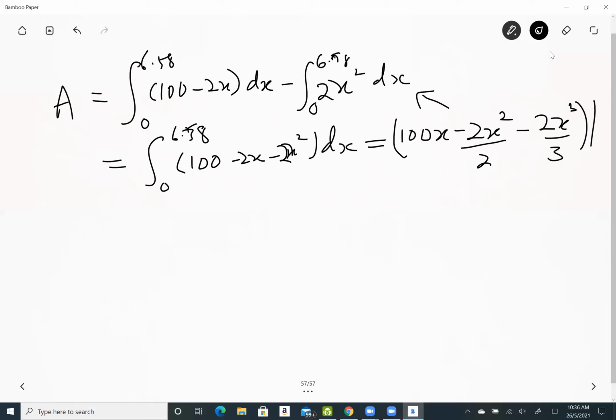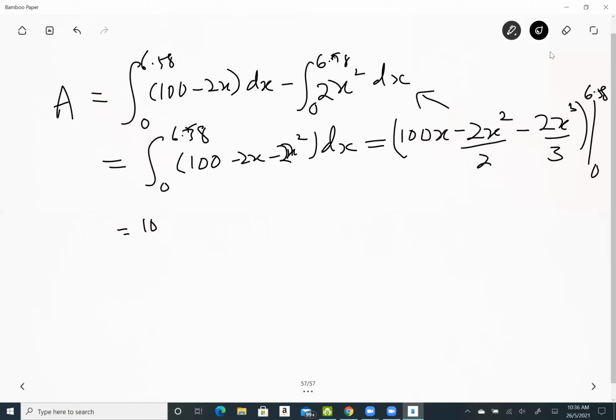And then from 0 to 6.58. That's it, correct. 100x minus 2x. Integrate 2x, x squared over 2, and then you get 2x squared. Integrate x cubed over 3. And that will be equal to, okay, you put in the numbers.